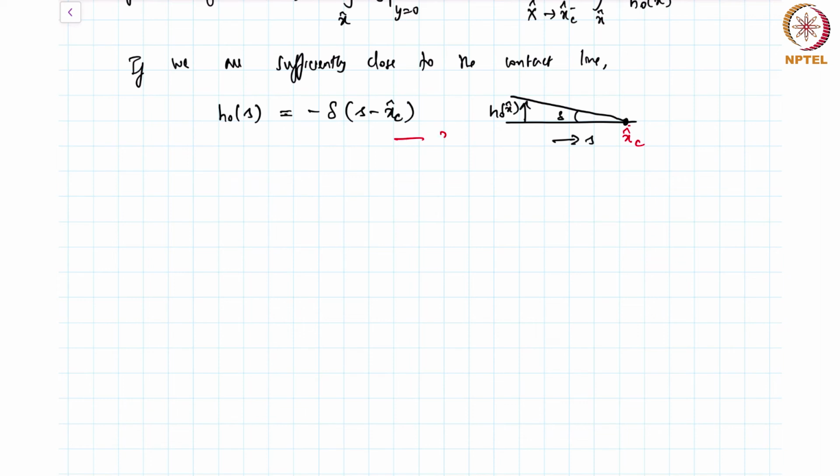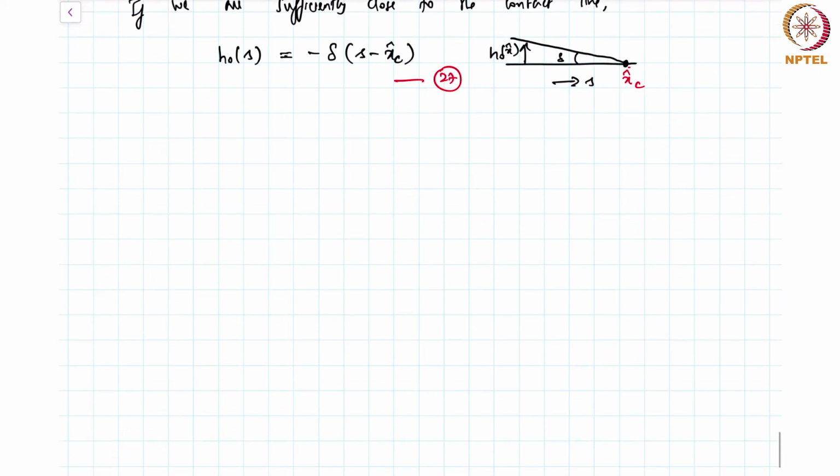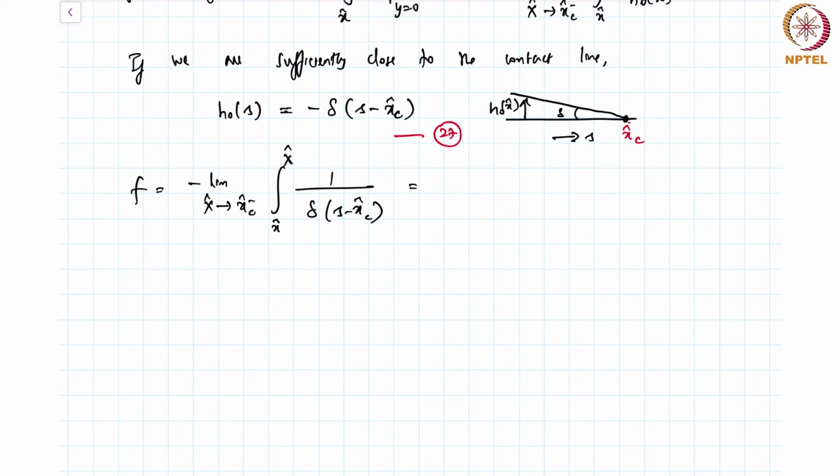This we'll call 27, and therefore if we substitute this, we simply get F goes from minus x hat to x hat c minus, this goes from x hat to capital X hat, 1 by delta times (s minus x c). That's what I'm just substituting for h naught, and this gives me the integral of 1 by (s minus x hat) ds, which is simply nothing but a logarithmic term. So the logarithm term would be as follows.